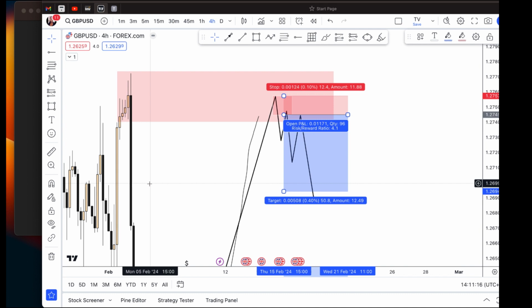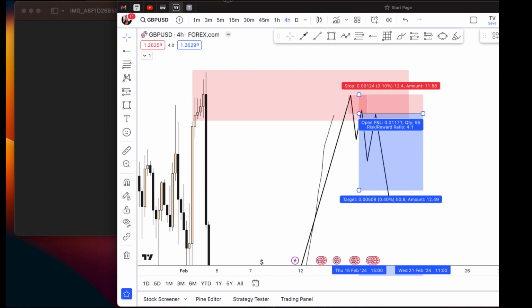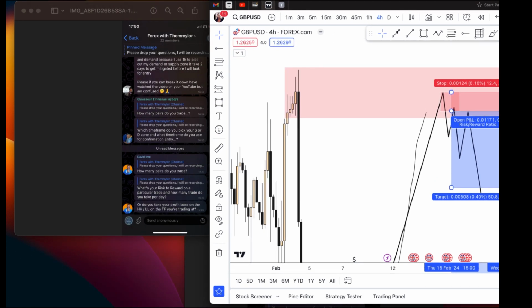If at all I stay too long in a trade, that means I will just go a day and the following day. But most times I'm usually not in the trade on the following day. On the following day I'm coming back to look for new trades actually.